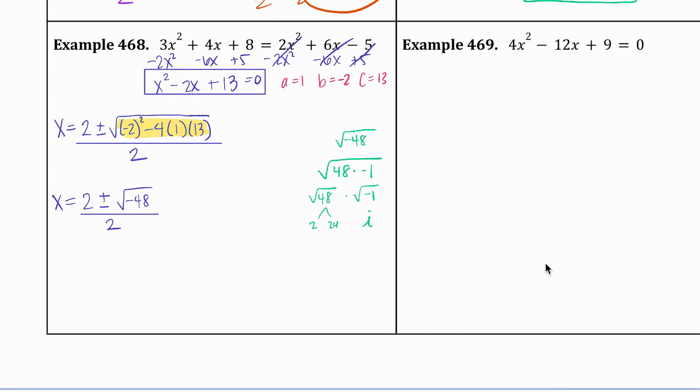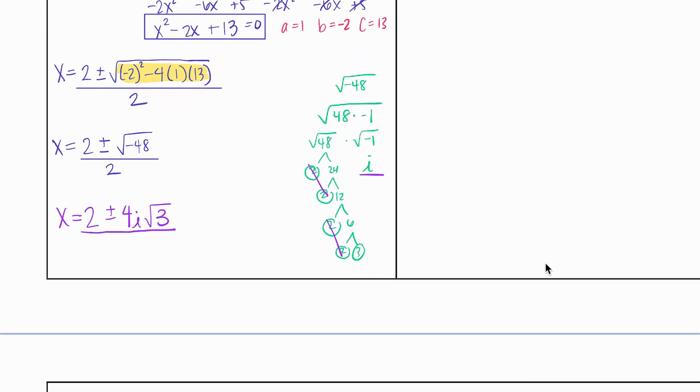2 and 24, 2 and 12, 2 and 6, 2 and 3. So I can take out a 2 and a 2. So I've got a 4 on the outside. Let me write this here. I've got 2 plus or minus 4. Well, we've also got an i on the outside, and then the only thing left on the inside is a 3. And that whole thing is being divided by 2.